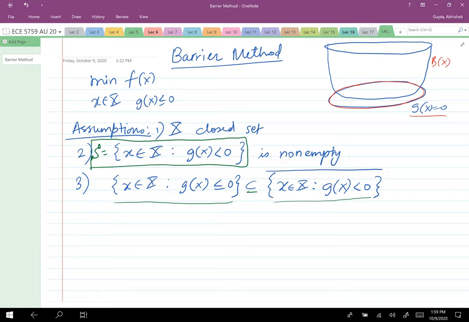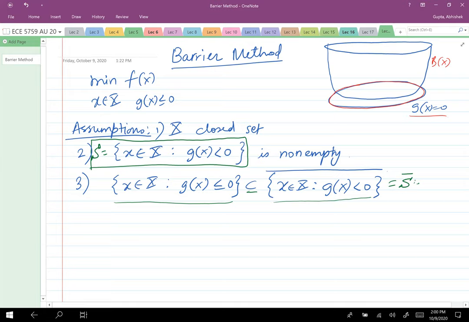Okay. So the assumptions are pretty straightforward. X needs to be a closed set. You want a feasible point that is in the interior of the set, so g(x) has to be strictly less than zero. This set S has to be non-empty. And any point in the feasible set should be able to be approximated by points in the set g(x) strictly less than zero. So this is my set S bar.